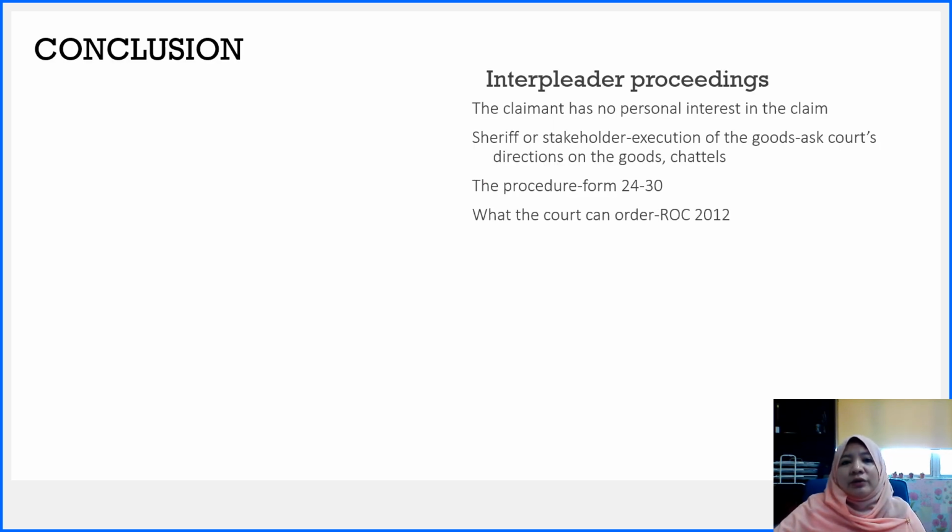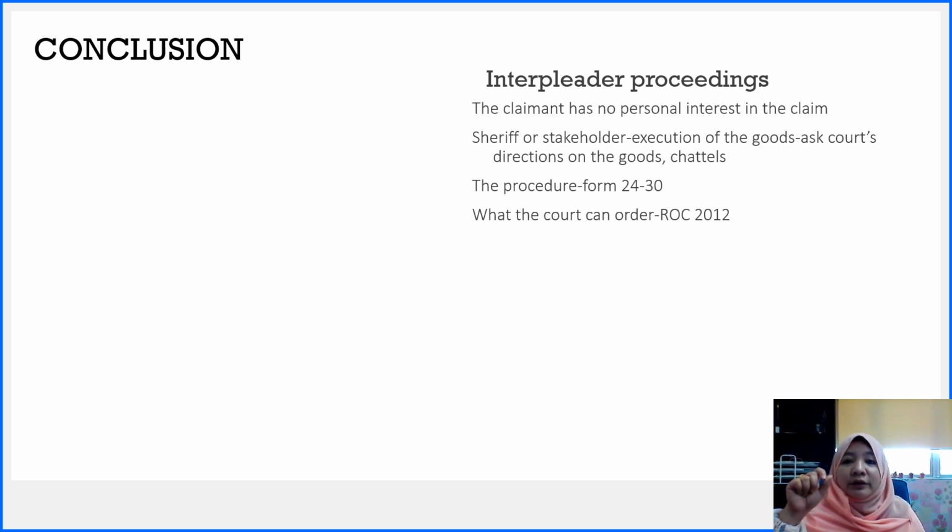So in the interpleader proceeding again, the claimant has no personal interest in the claim. Remember, the claimant here refers to the other parties, not the interested party, the person who is holding that property. There is the stakeholder interpleader, and then the sheriff interpleader.